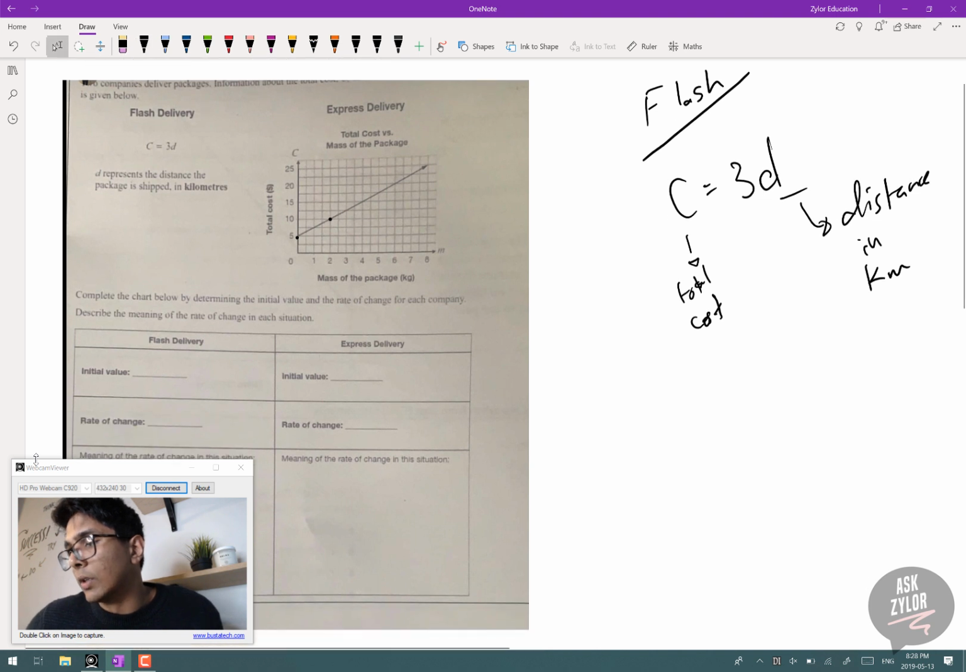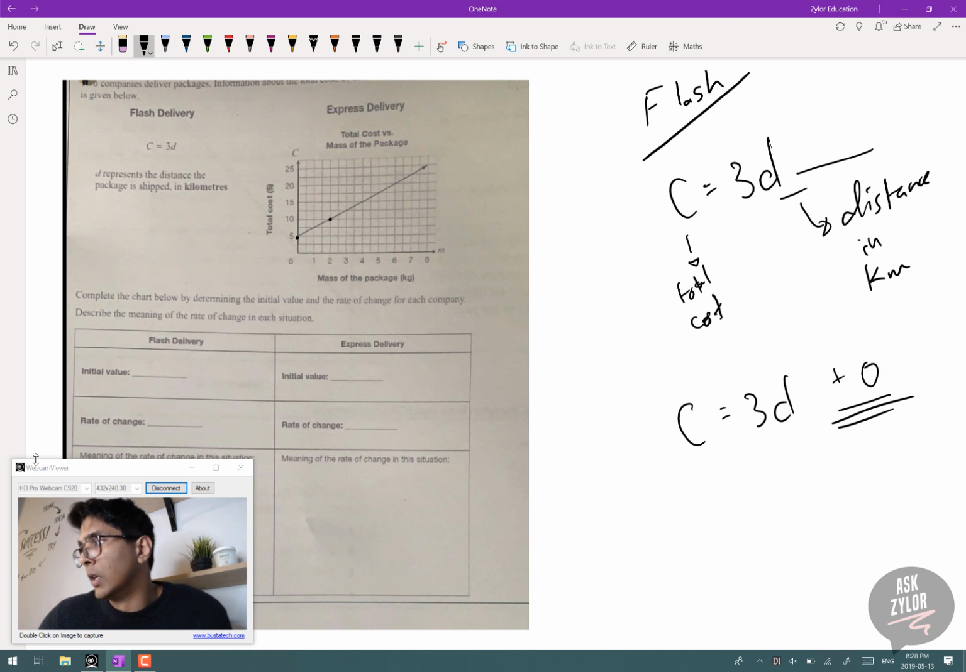Right, so what's my initial value for this equation? I have none because I'm not really adding anything in the beginning, right? So if C is equal to 3D, there's no value I'm adding, so it's just plus 0. So my initial value will just be 0.